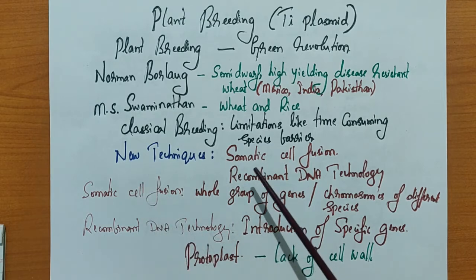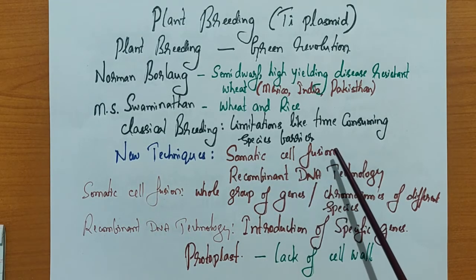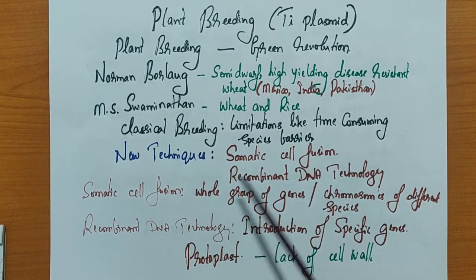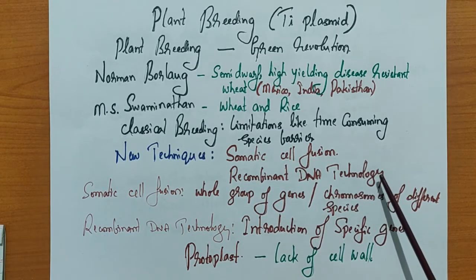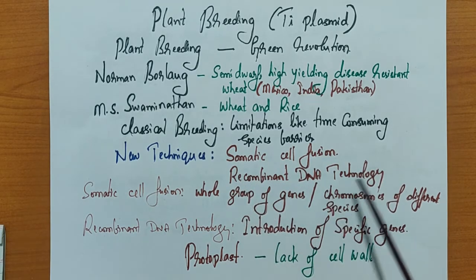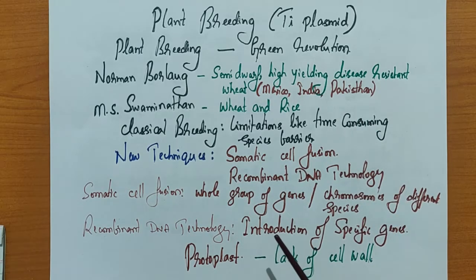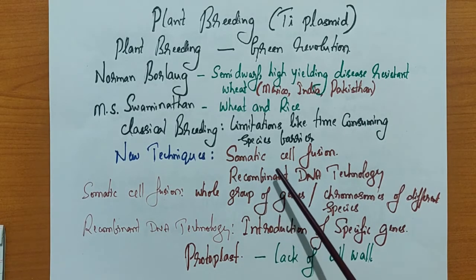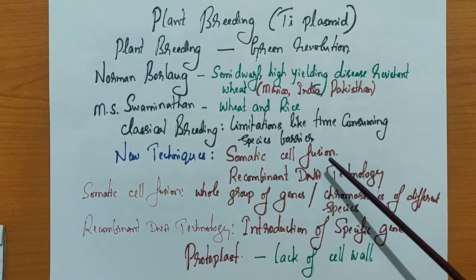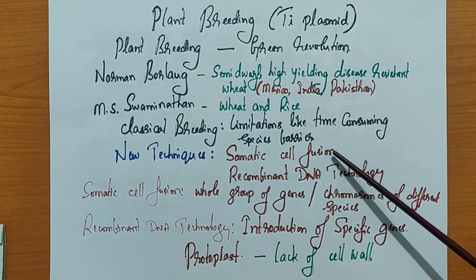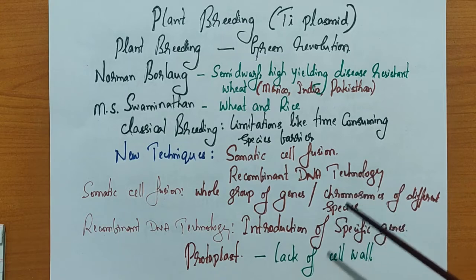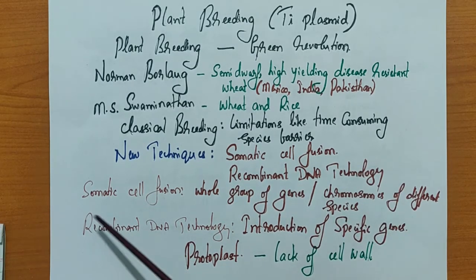The new techniques are called somatic cell fusion. Another one is recombinant DNA technology. With respect to recombinant DNA technology, we discussed the Ti plasmid. So we will just see some of the procedural aspects which are common in somatic cell fusion. So what exactly are we going to do in somatic cell fusion?